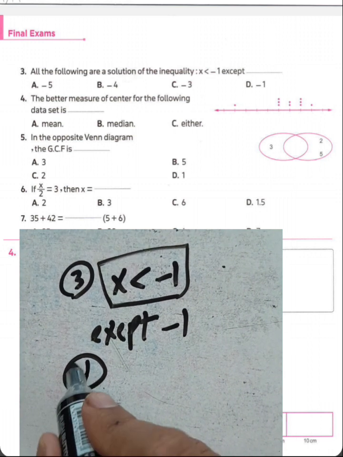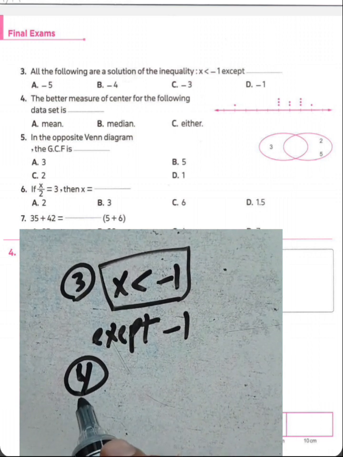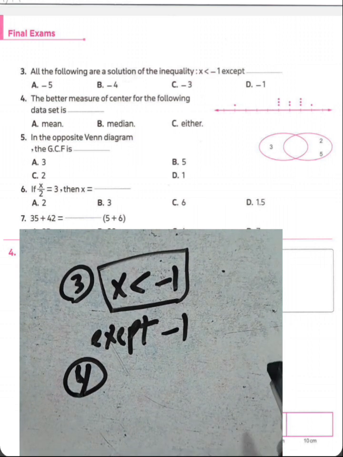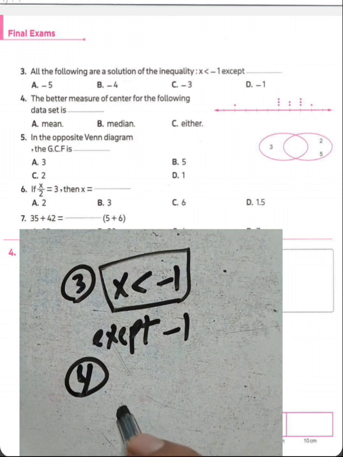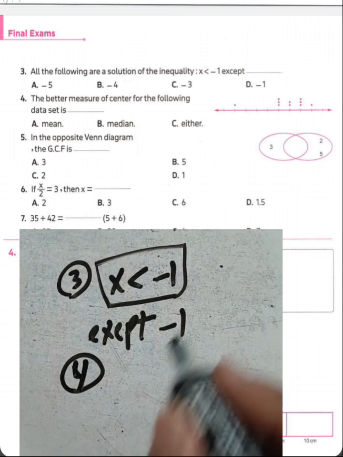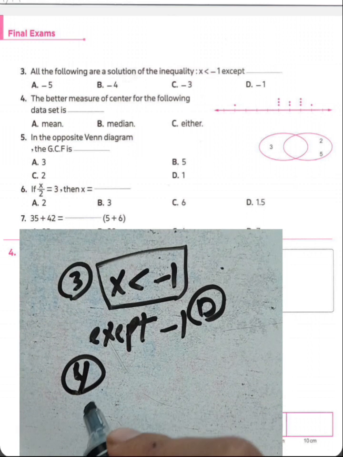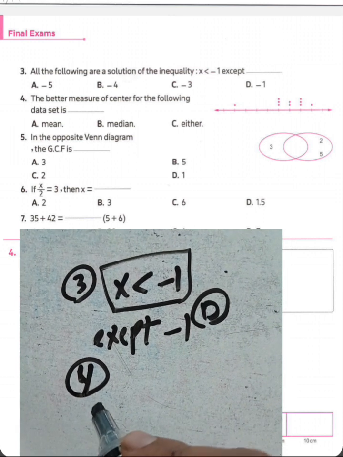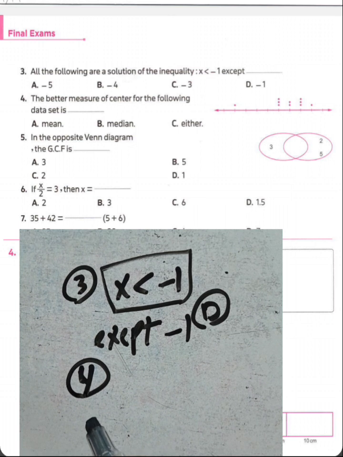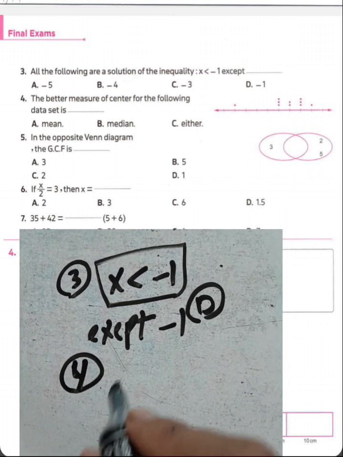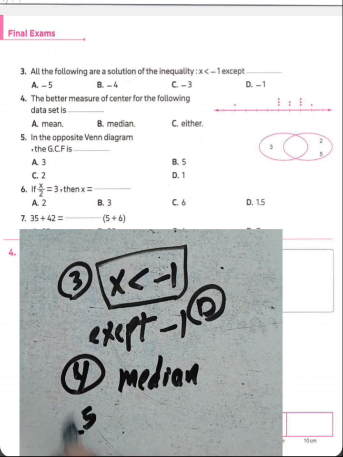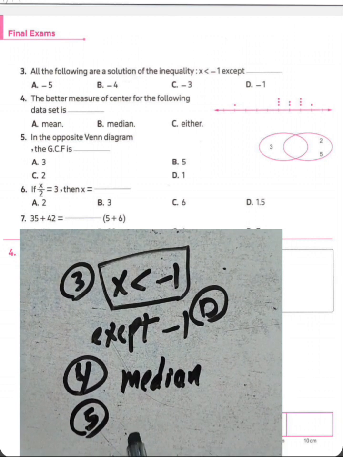Question 4. The better measure of center of the following data set is what? We can use the median here. The better measure of the center of the following data, you can use what? The median, for question number 4. Okay. Again, the better measure of center for the following data set is the median. We can write what? Median. Choose letter B.